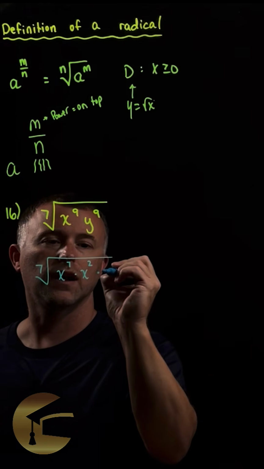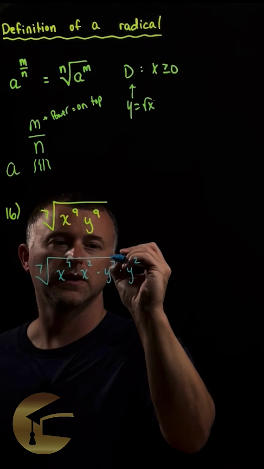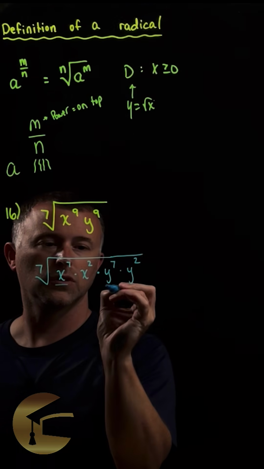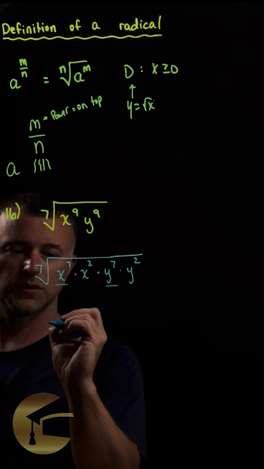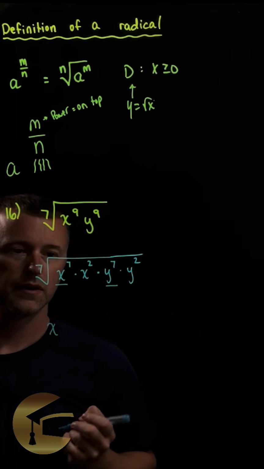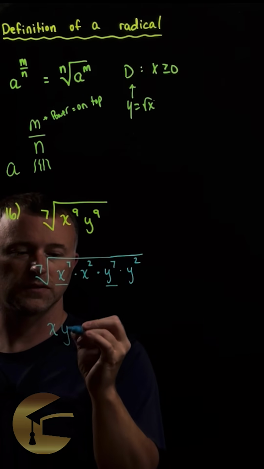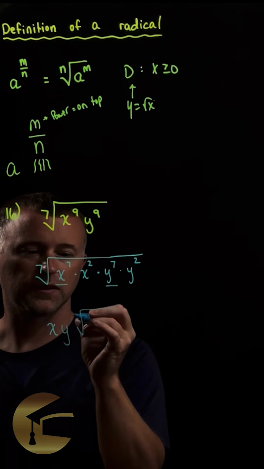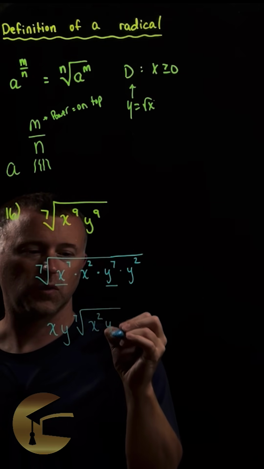And then here we're going to have y to the 7th times y to the 2nd. So these two you can pull out. This is x to the 7 over 7, which is x to the 1st. This is y to the 7 over 7, which is y to the 1st. And then you write what's left over inside the radical. So that's going to be x squared, y squared.